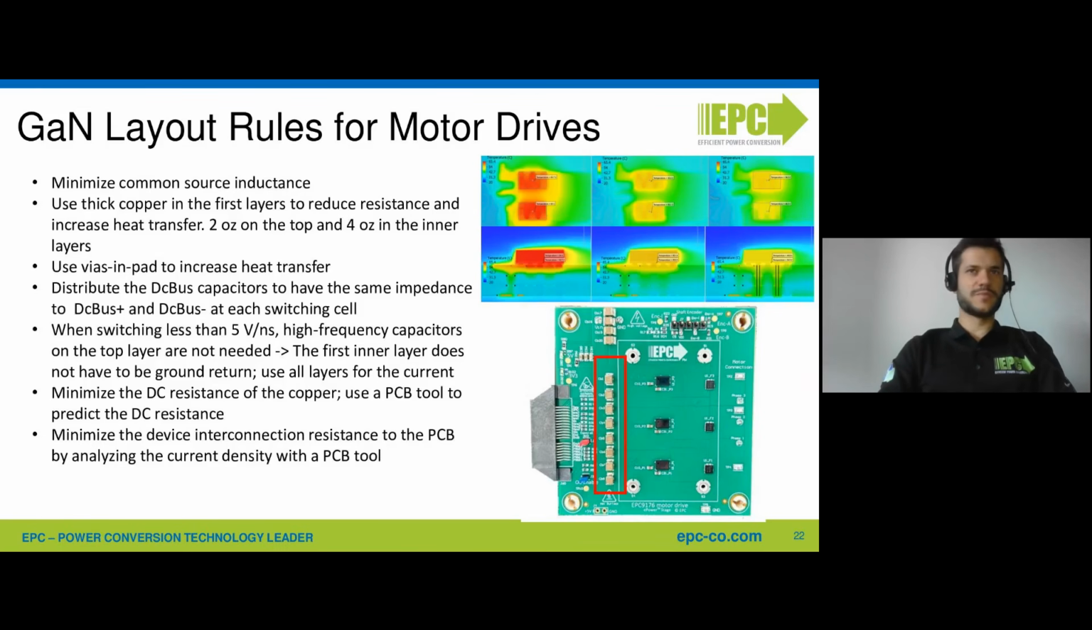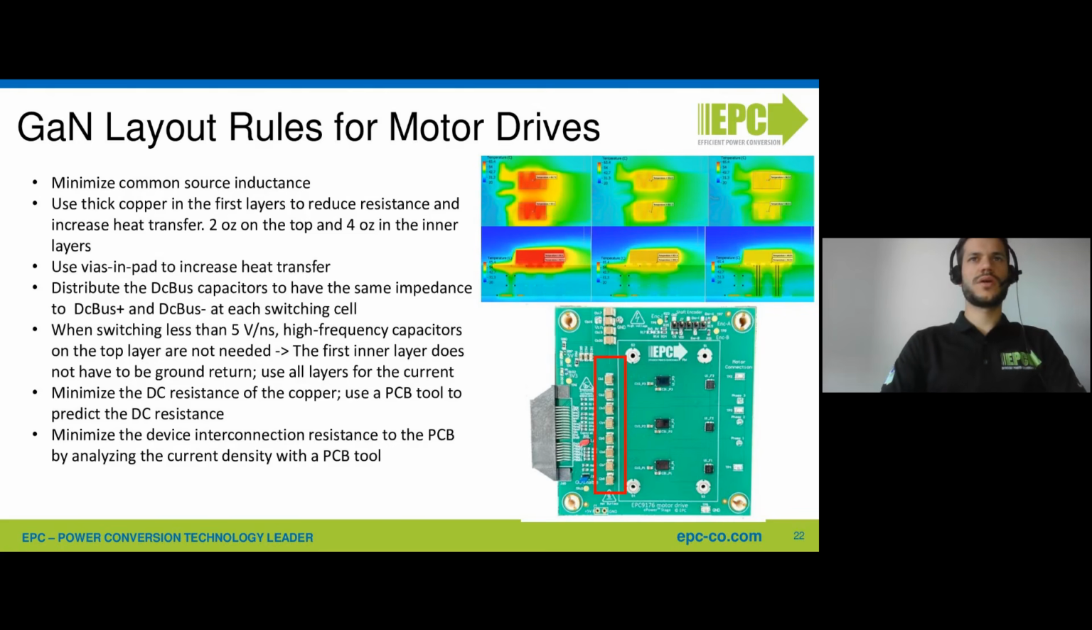Then at the same time, and this is valid also for other kinds of devices such as silicon MOSFETs, in-pad vias help a lot in bringing the heat down inside the PCB and spreading it through all the layers of the PCB. So it's very important to place the vias to carry the current and to carry the heat throughout all the layers of the PCB.